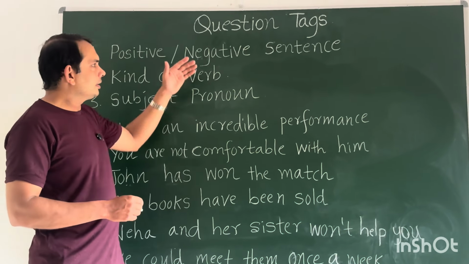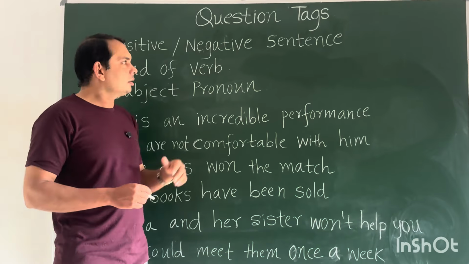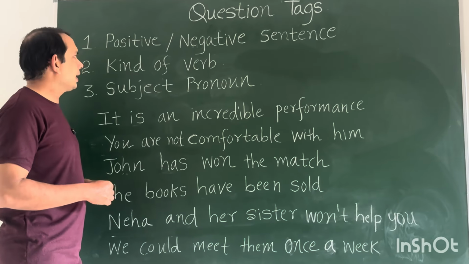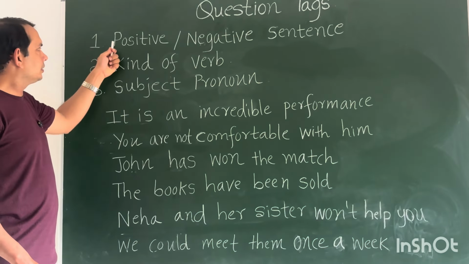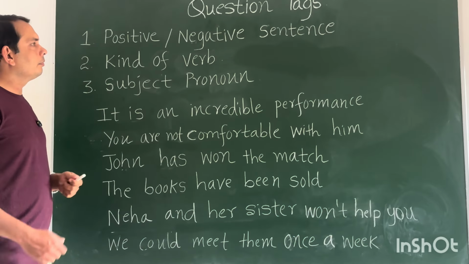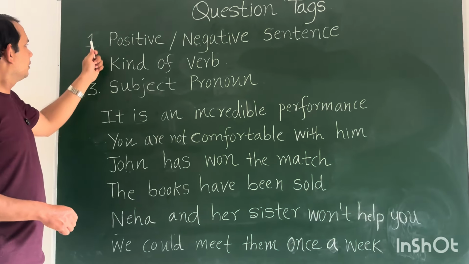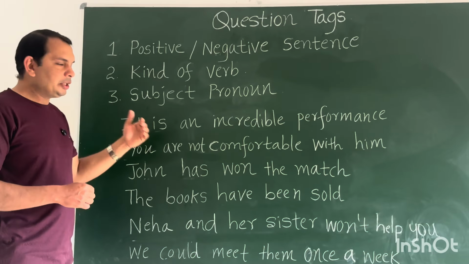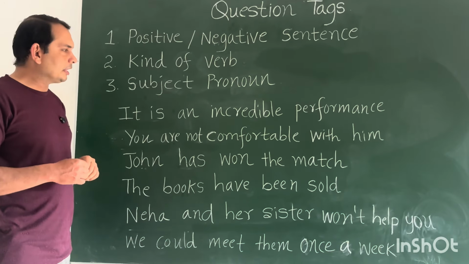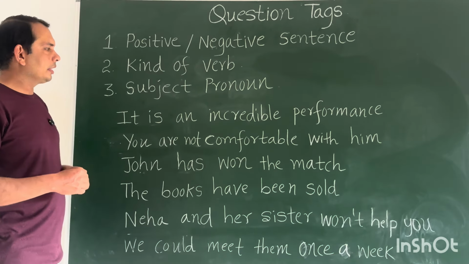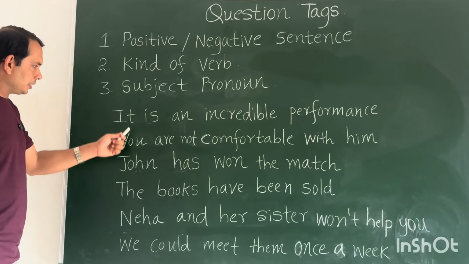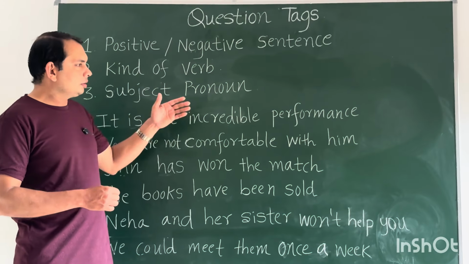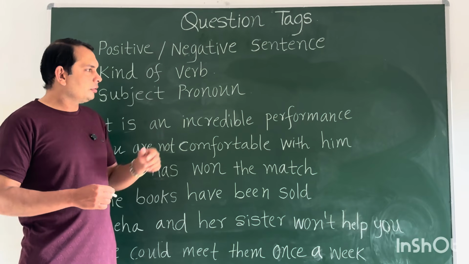Before we get into it, let's look at some of the key points that are very important when we form question tags. I have written 3 points here. These are very crucial when we form question tags. Point number 1 is positive or negative sentence. We need to find out whether the given statement is positive or negative. Here you can see there are sentences or statements. How to find out whether the given statement is positive or negative?